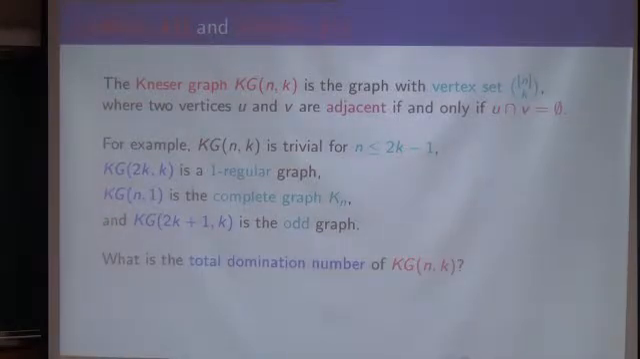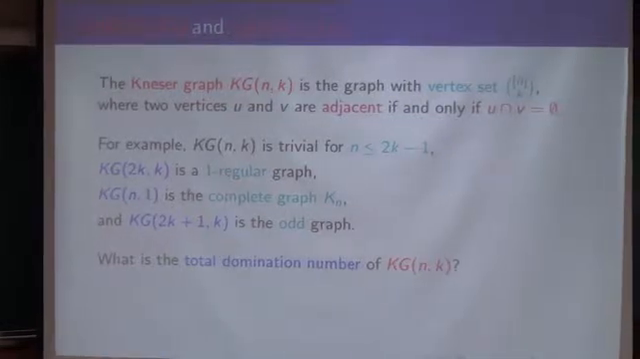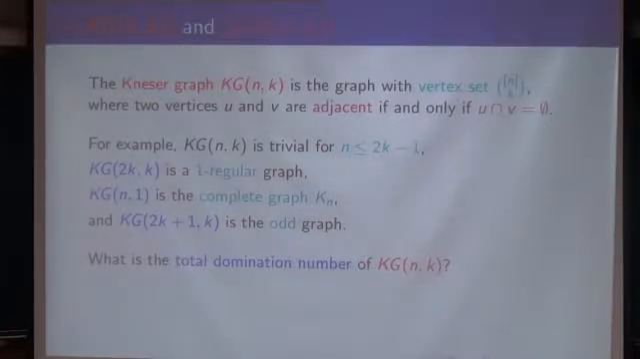So what is the total dimension number of a Kneser graph? Well, if n is large enough compared to k, for example n is greater than or equal to k times k plus 1, then maybe a good exercise is to get the total dimension of that one. You can show that its total dimension is equal to k plus 1. But if n is near to 2k plus 1, then we don't know. That is still an open question.